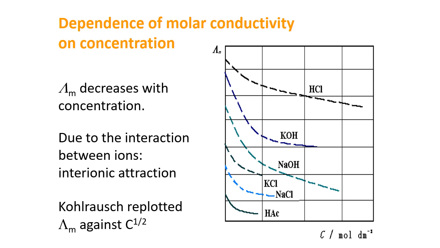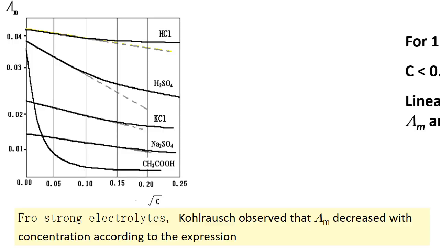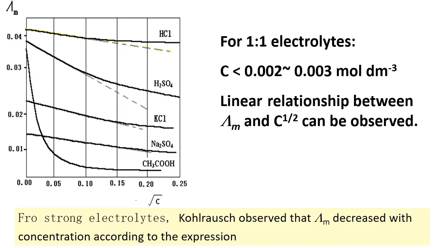So Kohlrausch replotted this molar conductivity against the square root of concentration. For 1:1 electrolytes, at concentration less than 0.002 to 0.003 mole per liter, a linear relationship between lambda m and square root of C can be observed. The first one is HCl, then H2SO4, then KCl, then sodium sulfate, and the last one is acetic acid. For strong electrolytes, Kohlrausch observed that molar conductivity decreases with concentration according to the expression.